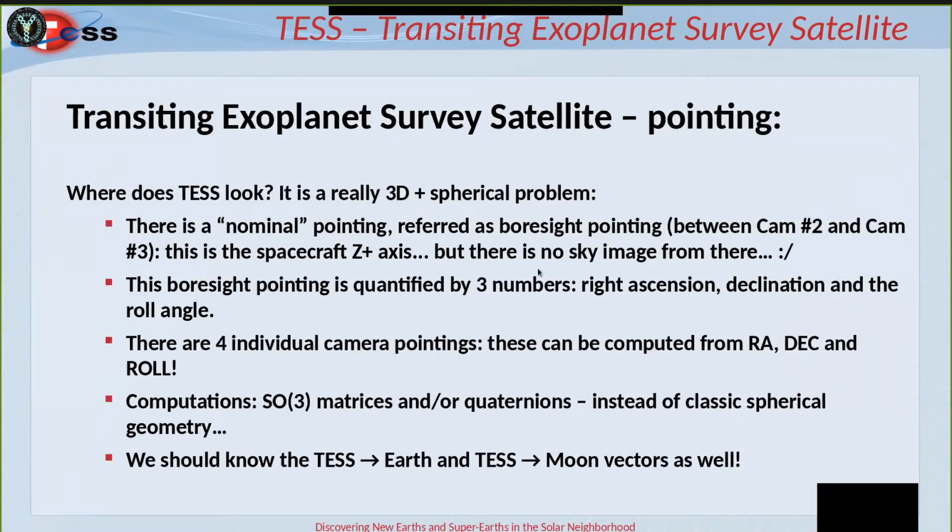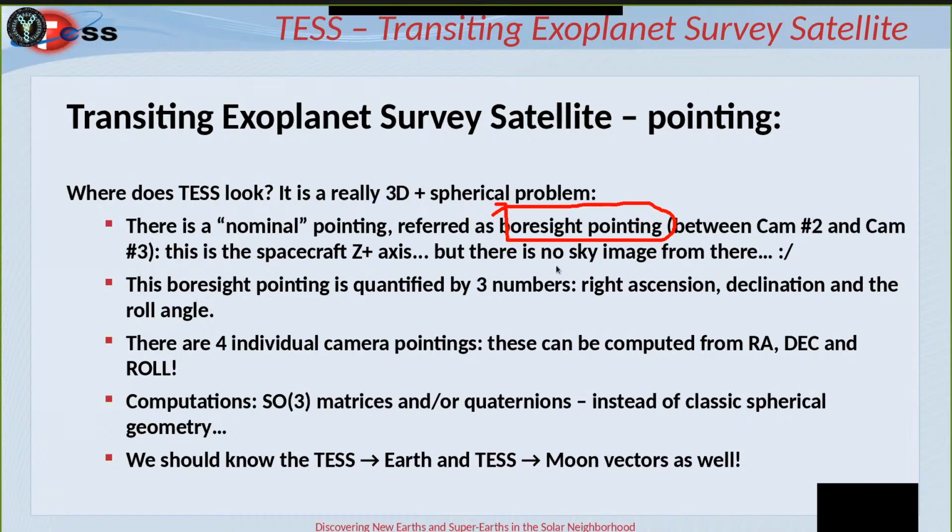Because of the wide field of view, it's not so obvious to answer such questions as where does TESS look? Because it's really a three-dimensional spherical problem. If you think about normal telescopes, like ground-based telescopes or HST, there is a preferred pointing which you can define by right ascension and declination, and you don't really care about anything else. Here in TESS, you can also define a kind of boresight pointing. We will see later on what it means.